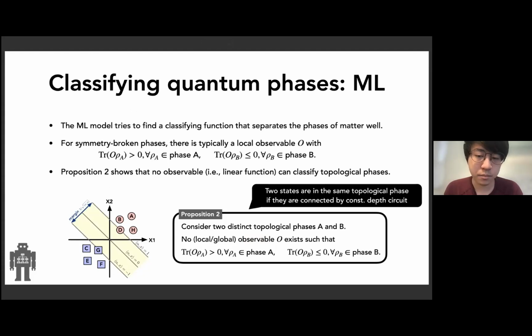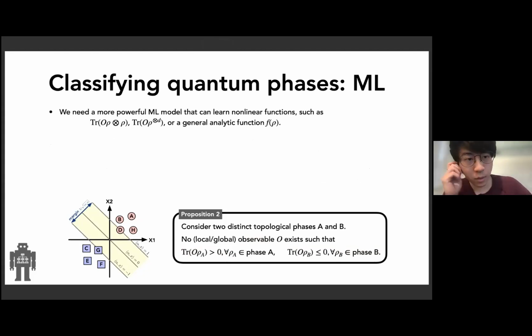Recall that two states are in the same topological phase if they are connected by a constant depth quantum circuit. In order to establish this theorem, we consider a randomized constant depth circuit, and then look at the statistical properties to show that this is impossible. So what proposition 2 shows is that we need much more powerful machine learning algorithms that can learn nonlinear functions, such as trace of O rho tensor rho, or a more general analytical function, such as f of rho.